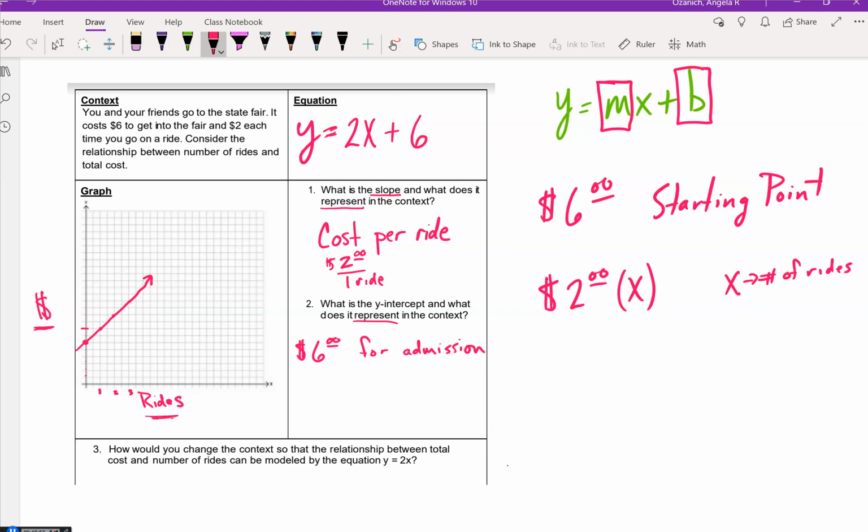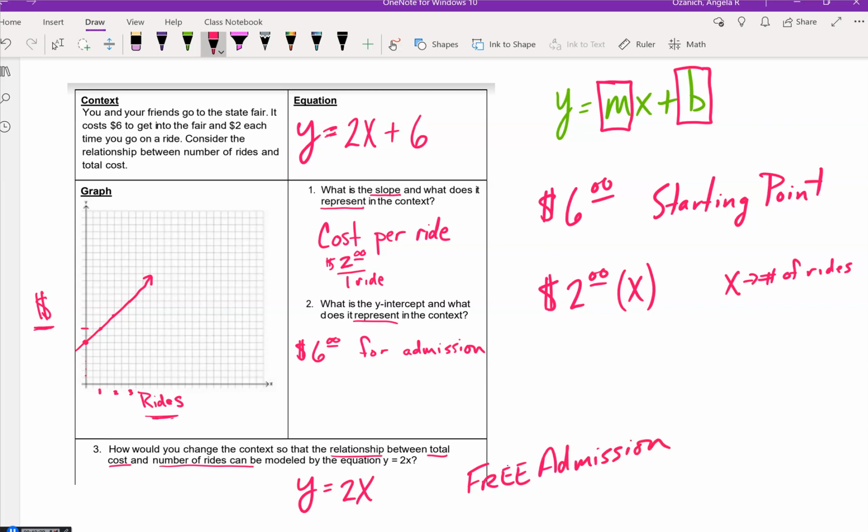Okay. Let's see what it says. How would you change the context so that the relationship between the total cost and the number of rides can be modeled just by y equals 2x? Well, that looks like $2 per ride. There's nothing added on, so I guess that would mean what? We get into the fair for free? So maybe we have free admission. Hooray! Free admission would change the context, right?